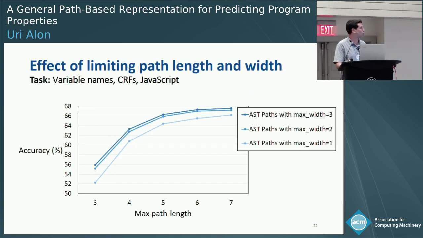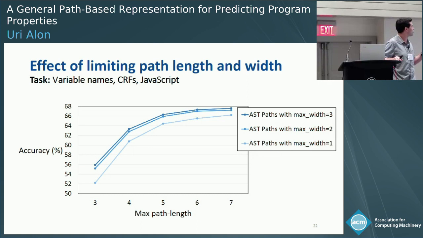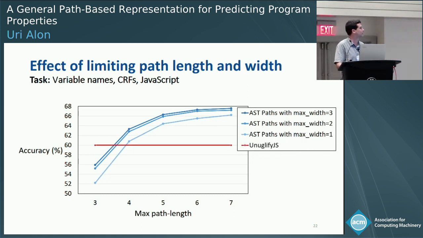Here are the results for limiting the max length and max width. The vertical axis is the accuracy, and the horizontal axis is the max path length. Each curve here is a different value of max width. As you can see, increasing the max width from 1 to 2 increases the accuracy across all lengths. Increasing the max width from 2 to 3 has a more minor improvement to the accuracy. And increasing the max length has a significant improvement until it saturates in JavaScript at around length of 7. And all of them, starting from a max length of 4, achieve a higher accuracy than UnuglifyJS.